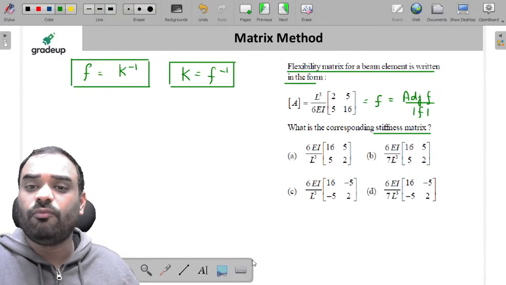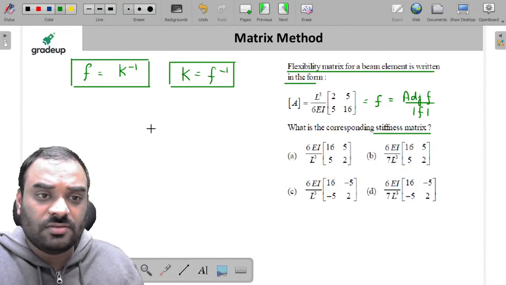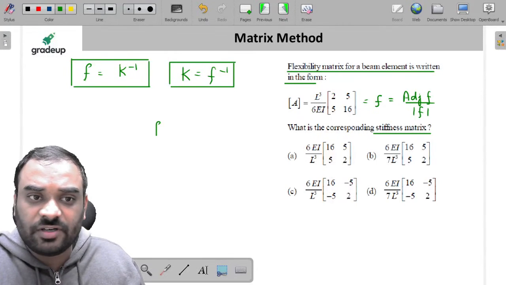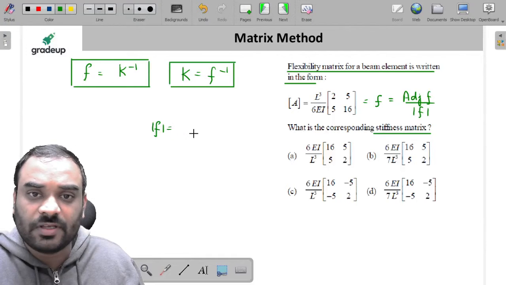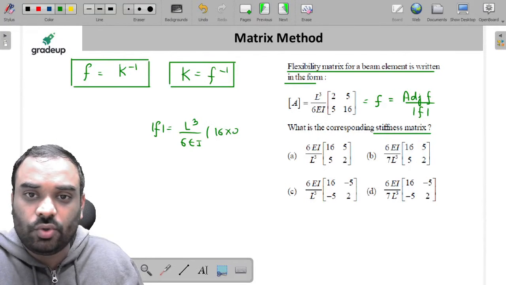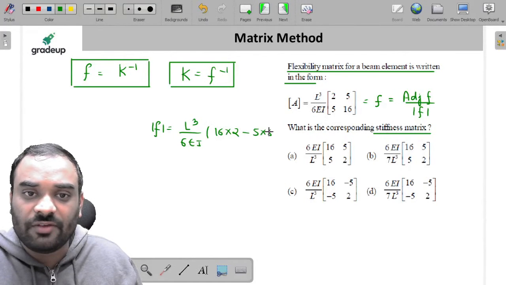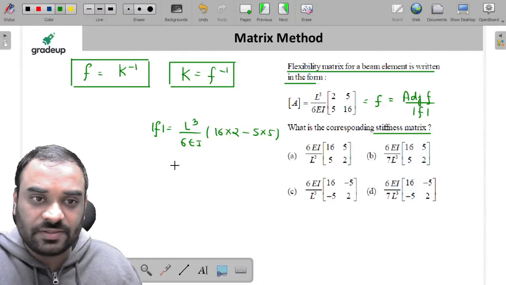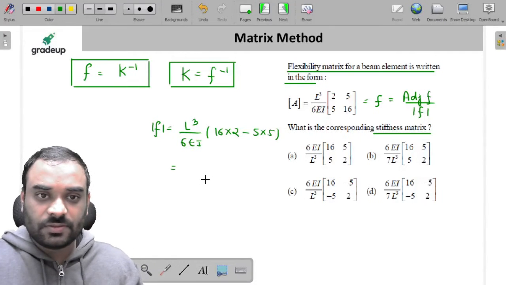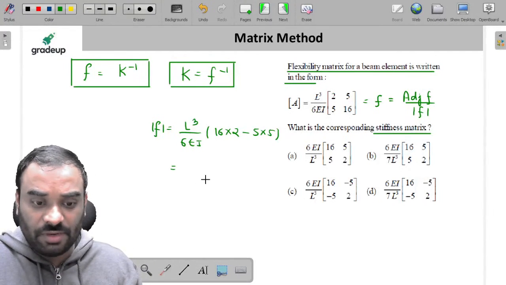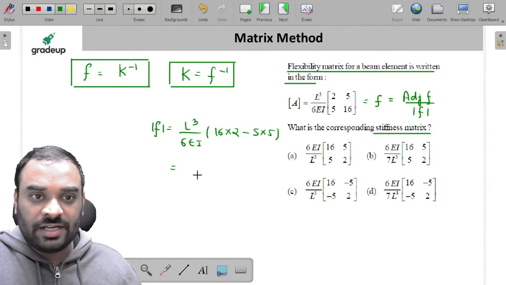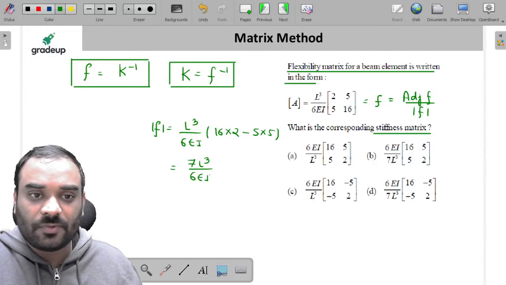Now what is the value of mod F, my friends? So let me write here. Mod of F is equal to L cube by 6EI bracket 16 into 2 minus 5 into 5, right? Just solve it, guys. So how much it is? 16 into 2 minus 5 into 5. So we are getting a value of 7 L cube by 6EI. Okay, sir. This is the mod of F.